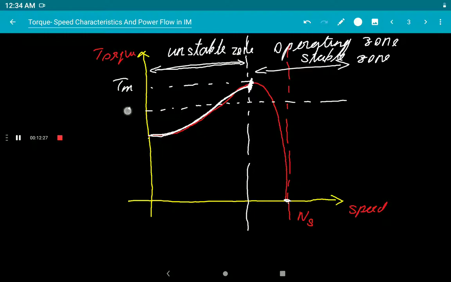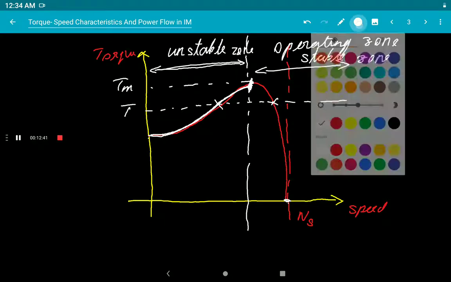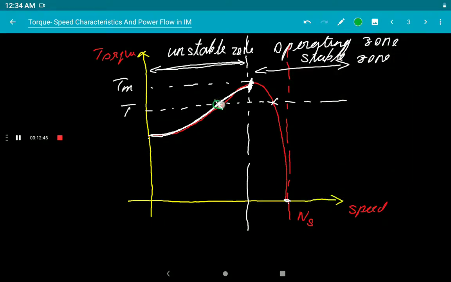Also, this is our rated load requirement, the torque requirement for a rated load. So we consider these two points as our operating points. Why is the motor operating in this operating zone? We will explain that. Just consider this point, and at some instant, for some reason, the speed of the motor increases from this operating point to here. What happens?